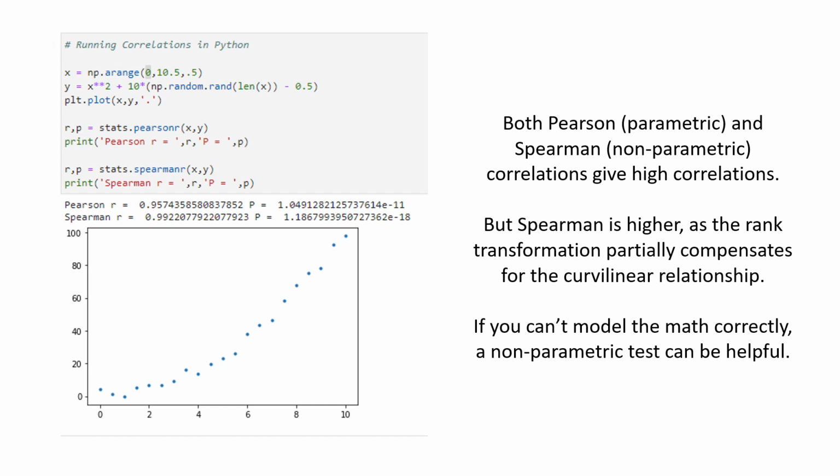Now you can't just run the test and pick whichever one is higher. That's bad form. You don't want to do that. But if you've got something funky in the relationship between your two variables, and you don't want to explicitly make a mathematical model to do that, a non-parametric model is often a good way to start.